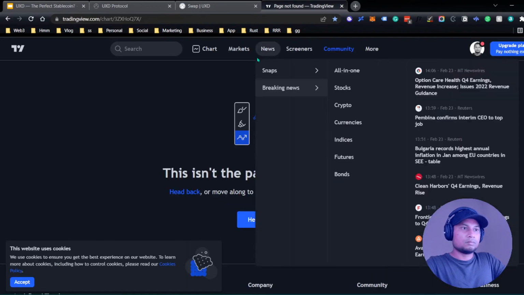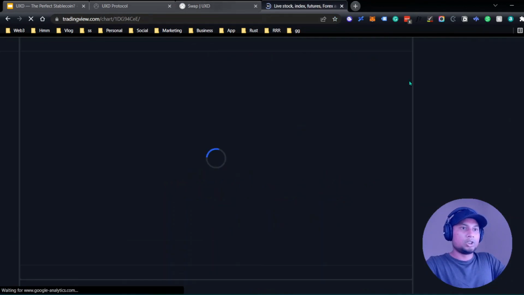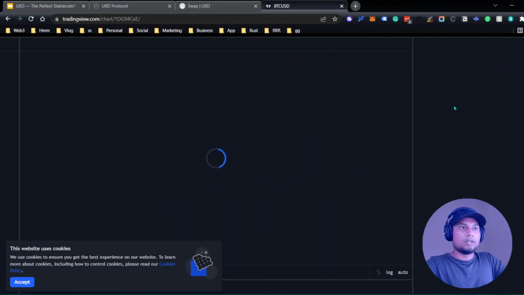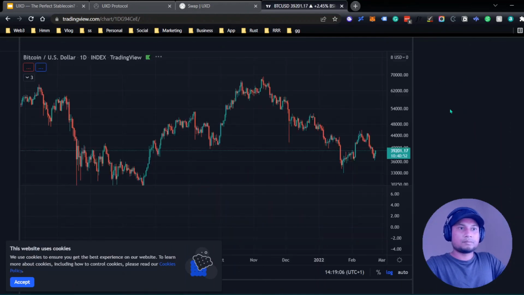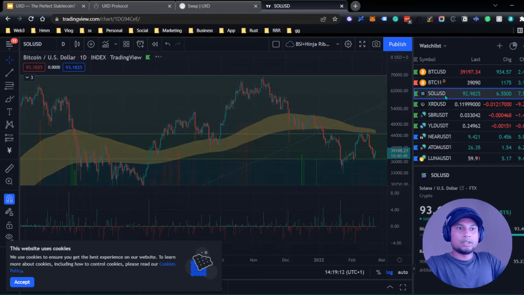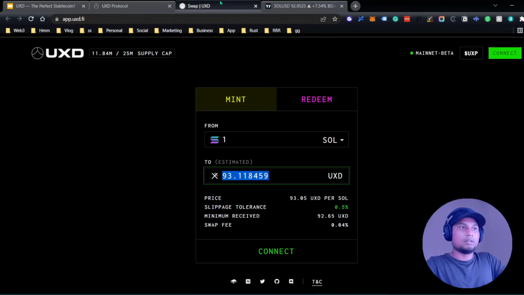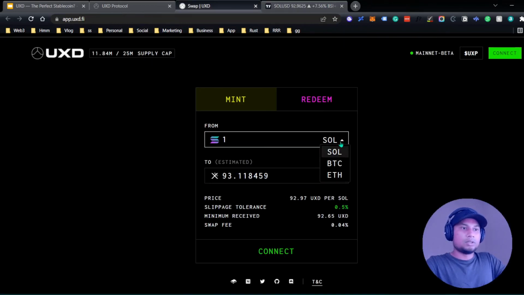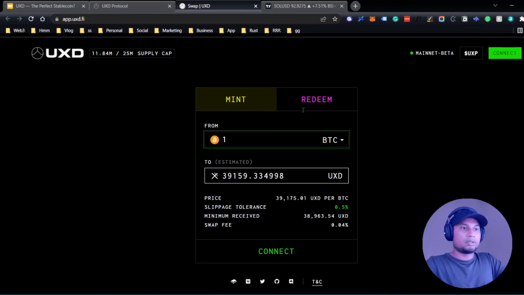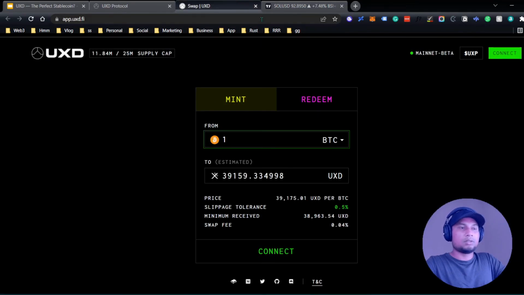What is Solana's price today? Come on, faster. All right, so as you can see, Solana's price is approximately $93, so it's the same. That is what it is. And if you do the same thing with Bitcoin, let's say one, it's like 39,000. Yeah, it's similar.